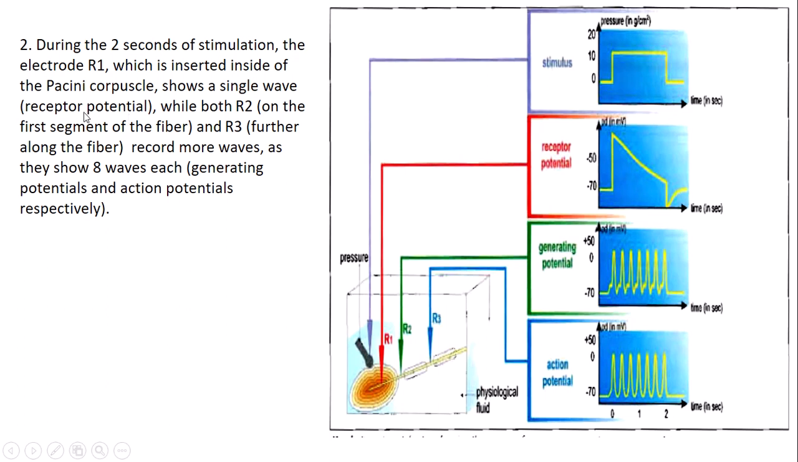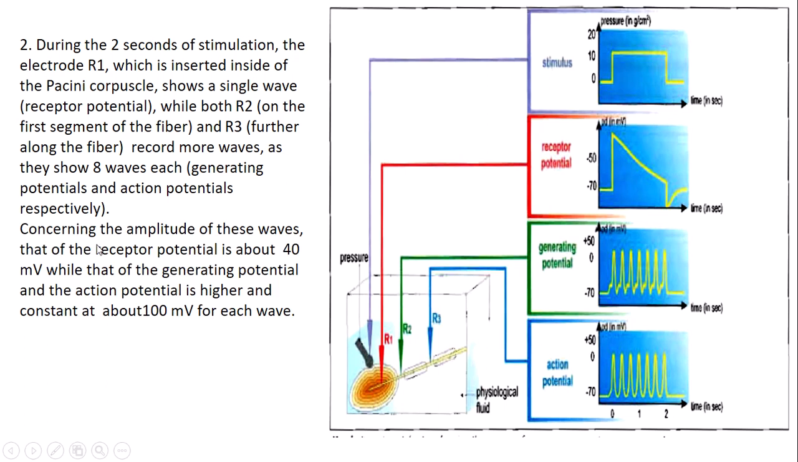which is called the receptor potential, while both R2, this is R2, on the first segment of the fiber, and R3, further along the fiber, record more waves. You can see here, more waves, as they show 8 waves each, the generating potentials and the action potentials respectively. This is the generating one, this is the action potential.